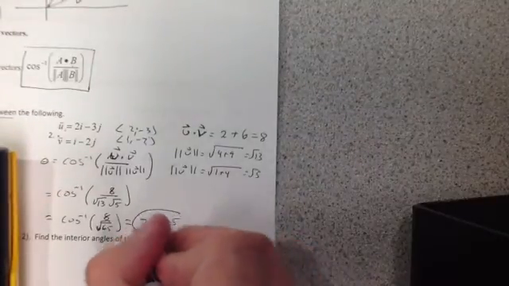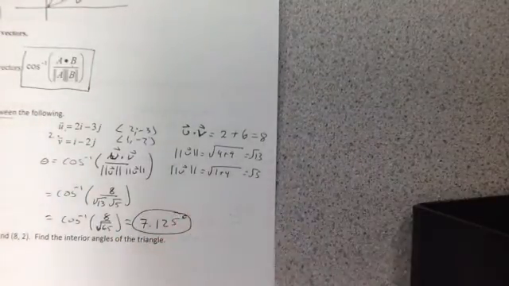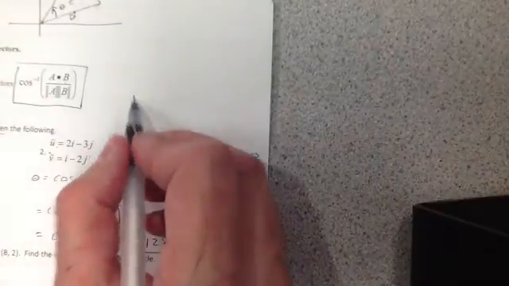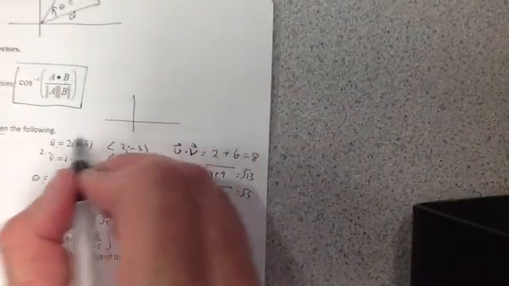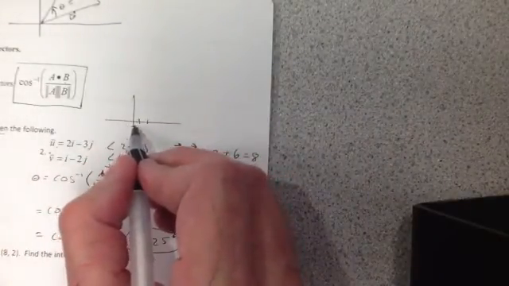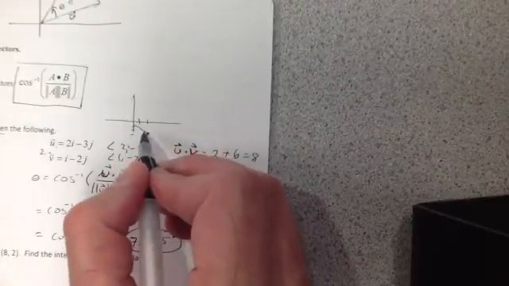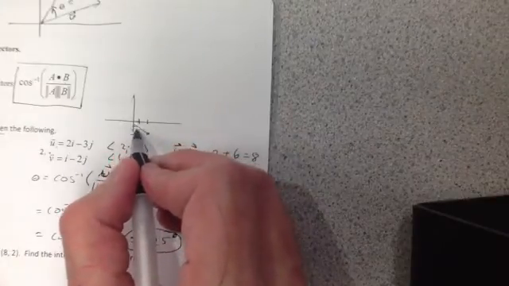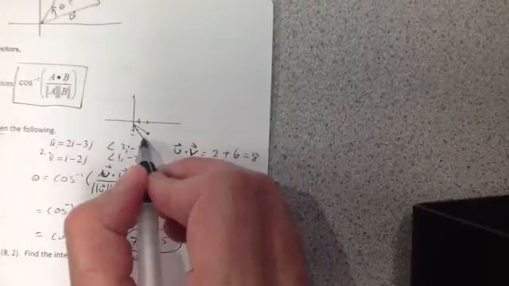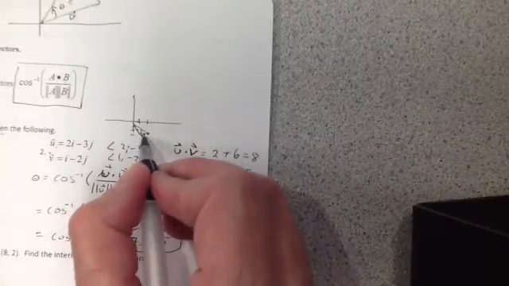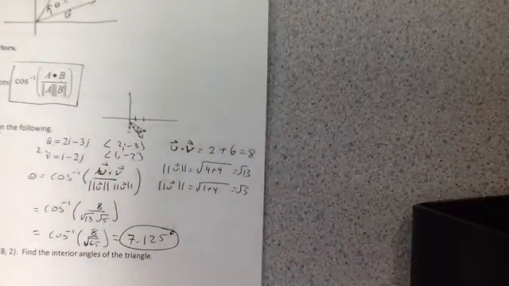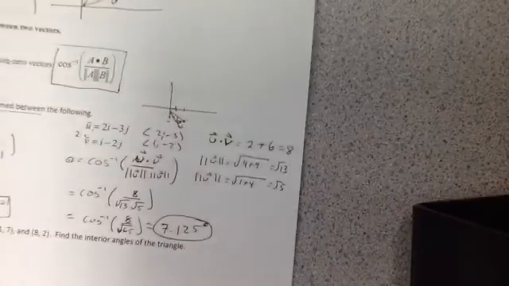7.125 degrees. So very small one. All right, very easy to do. And you can kind of verify these if you want to, like if you graph this. Over 2, down 3. So there's this vector. Over 1, down 2. As you can tell, the angle between them is not very big, only about 7 degrees.